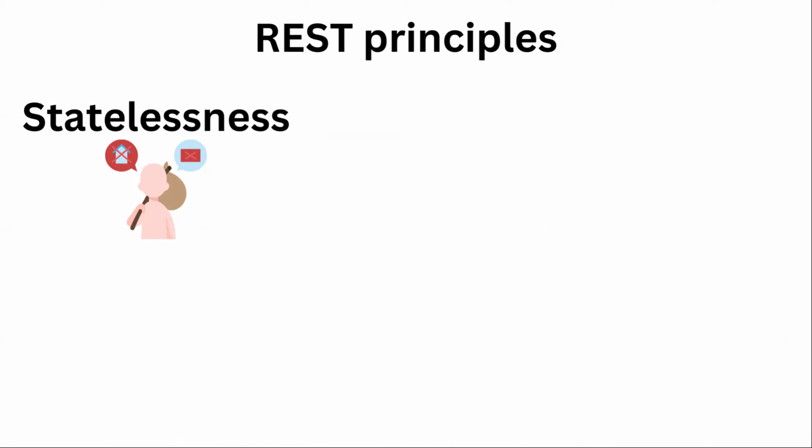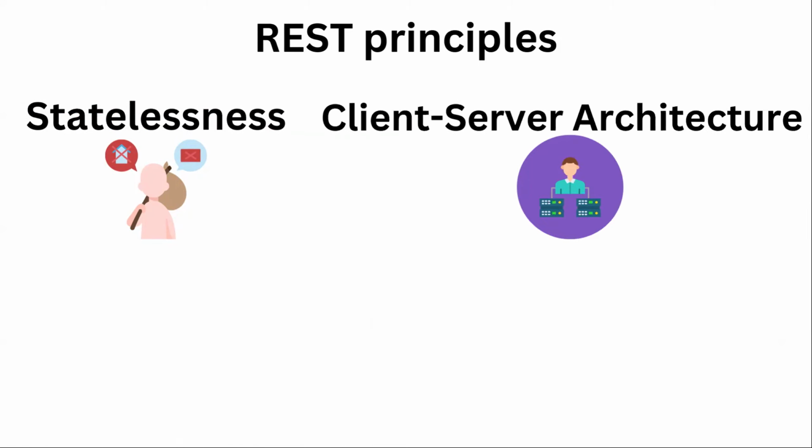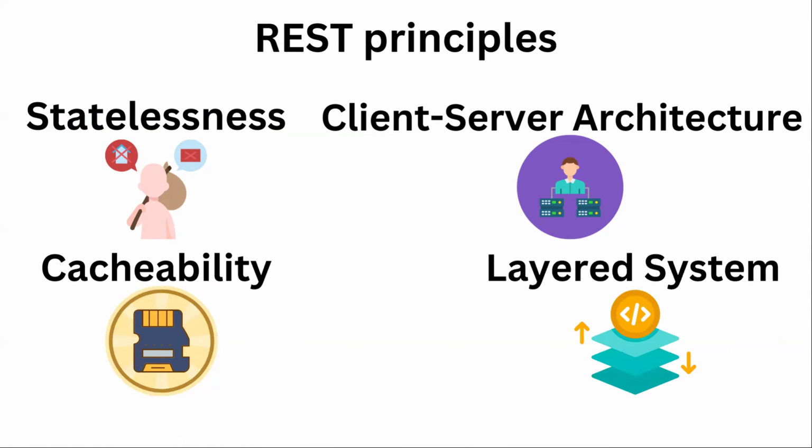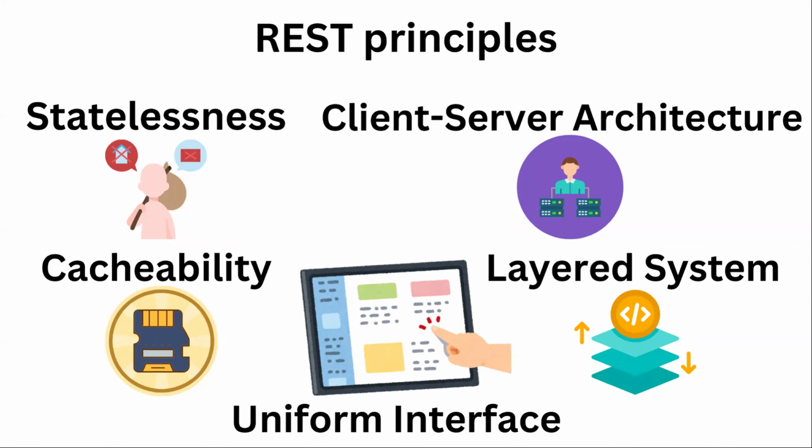REST principles. Statelessness. Each request from a client to a server must contain all the necessary information. The server does not store any client session. Client-server architecture. The client and server operate independently, allowing flexibility in development. Cacheability. Responses can be cached to improve performance and reduce server load. Layered systems. The API can be structured in multiple layers for better security and scalability. Uniform interface. The API must follow a consistent and predictable structure.